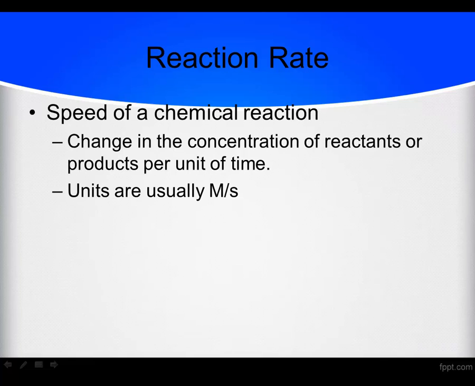The units of concentration usually are molarity, so units usually wind up being molarity per second.